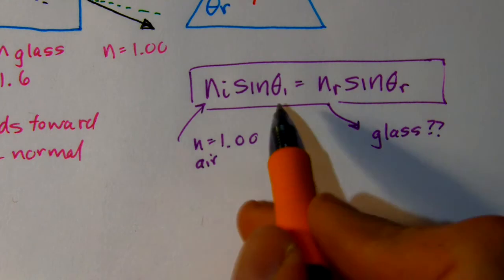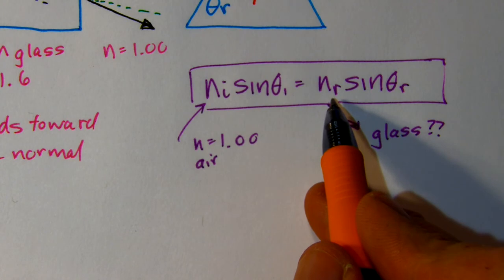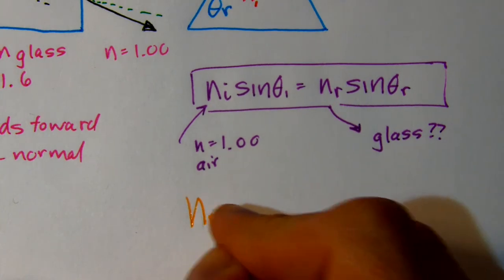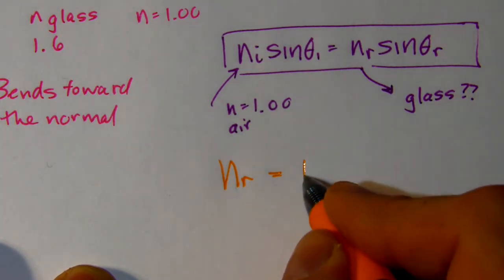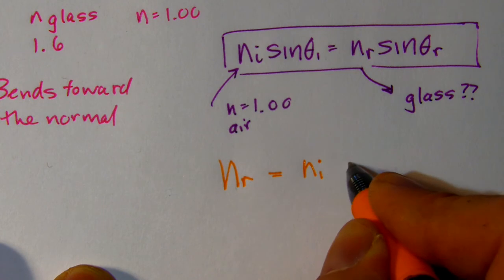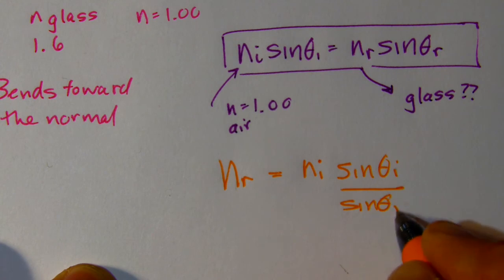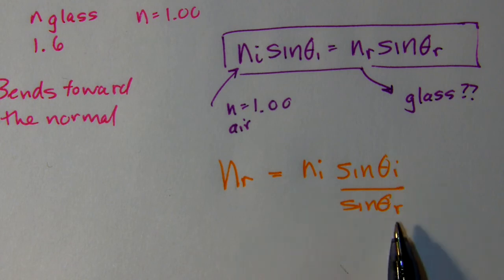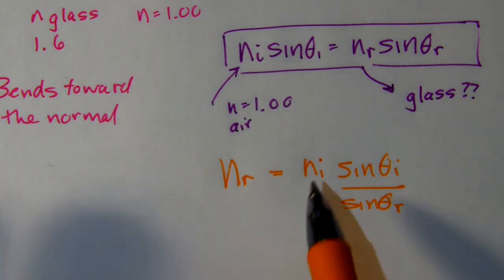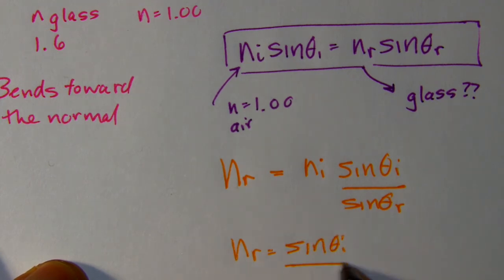So let's rearrange this equation here for N sub R. What is the index of refraction of the thing we don't know? And it should be Ni, and then sine theta I over sine theta R. Let's make sure we have that, right? Nr here, Ni on the other side, and these two over each other. But remember, this is 1, so now the index of refraction is sine theta I over sine theta R.